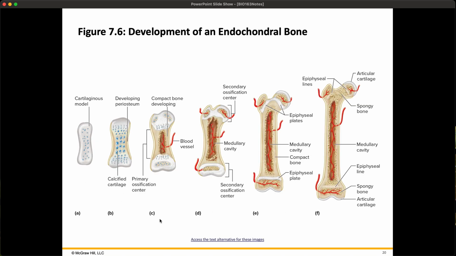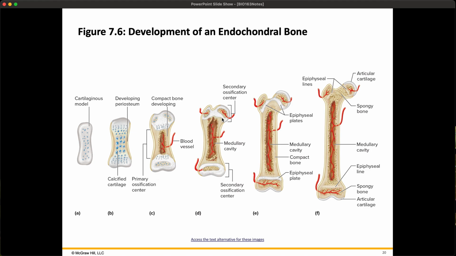Here is a nice sequential depiction of endochondral ossification. So again, starting with this hyaline cartilage model, you can see those glassy cells. You start to form and differentiate here. This periosteum, this calcifying cartilage, is starting to come into play. You get this primary ossification center throughout the diaphysis, and then you can start to see these clumps forming into your secondary ossification centers.